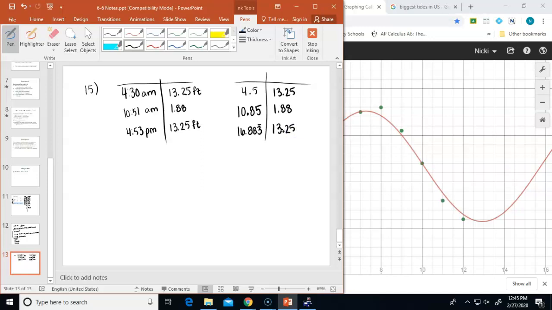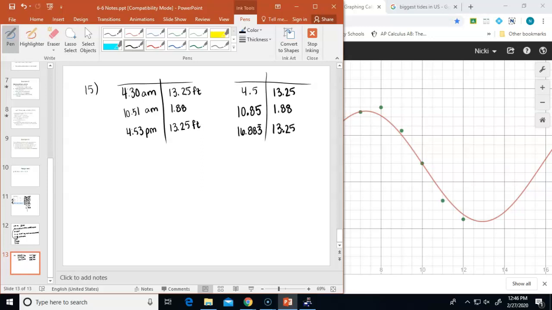Now, I don't think the calculator will work. I haven't tried it. Desmos does not work. Let me just check real quick. I'm pretty sure this is not going to work. And then it does not. It does not work if you try to do this. I think you're going to have more data points for this to work.